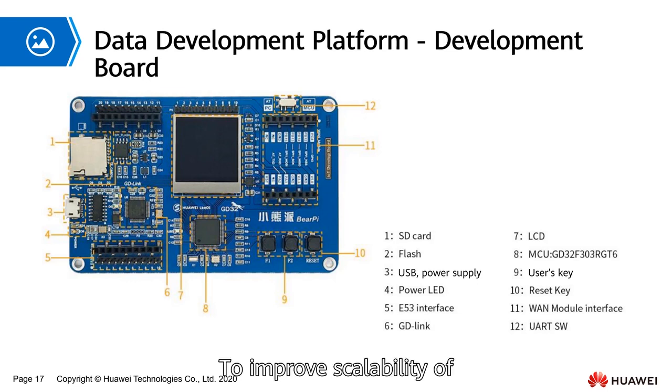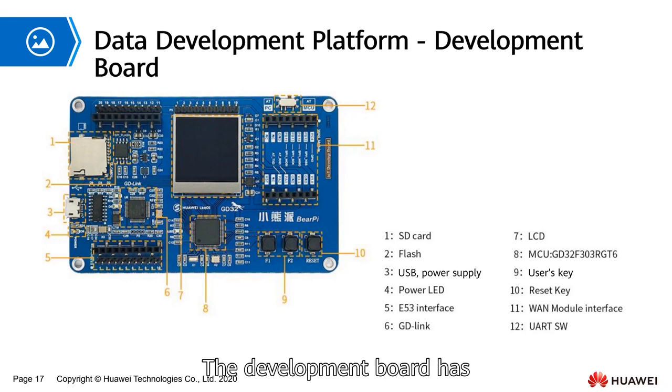To improve scalability of the development board, the Burpee development board does not use a conventional onboard design, but replaceable sensor and communications module expansion boards. The communications module is an entrance and exit of data transmission. Common communications modules support NB-IoT and Wi-Fi. A chip controls a device.